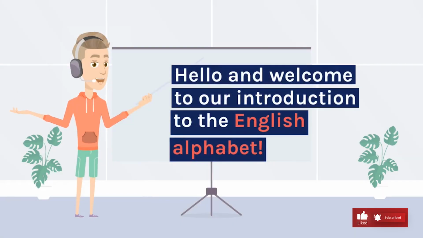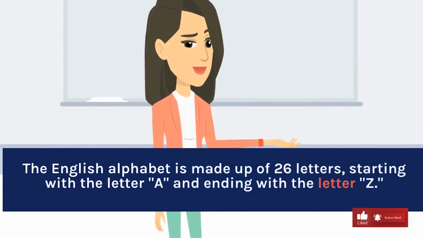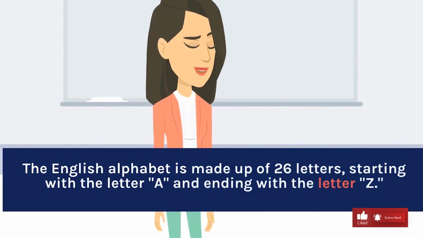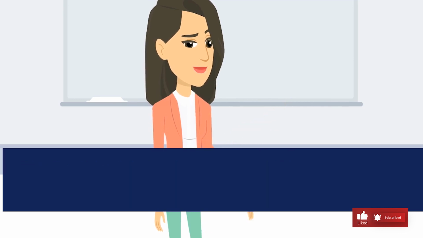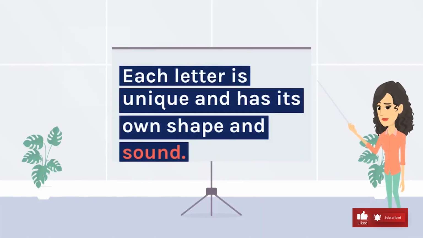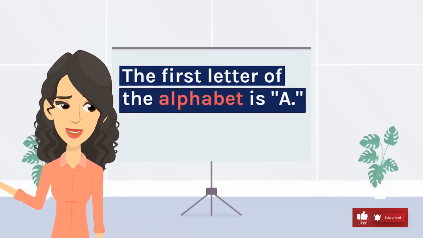And welcome to our introduction to the English alphabet. The English alphabet is made up of 26 letters, starting with the letter A and ending with the letter Z. Each letter is unique and has its own shape and sound.